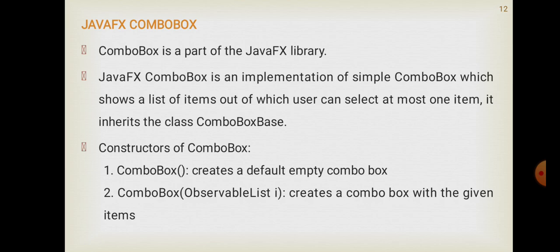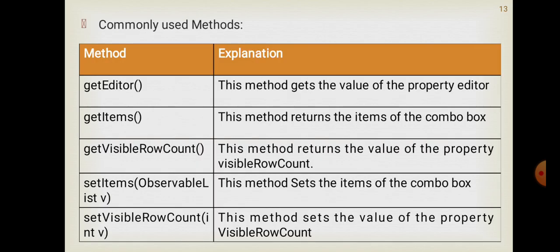What is the constructor for creating a combo box? You use ComboBox(), which creates an empty combo box. If you want to give a list with it, you can create ComboBox with an ObservableList, which creates a combo box with a list of items. And what are all the methods we use in combo boxes? getEditor, getItems, getVisibleRowCount, setItems, setVisibleRowCount.